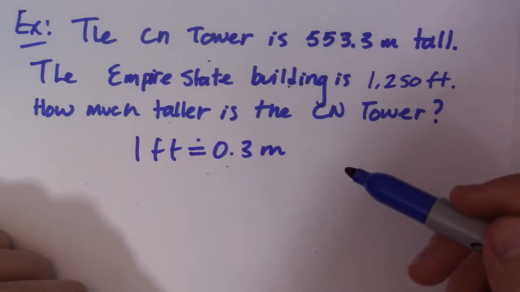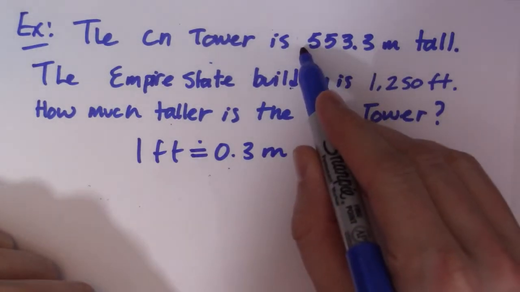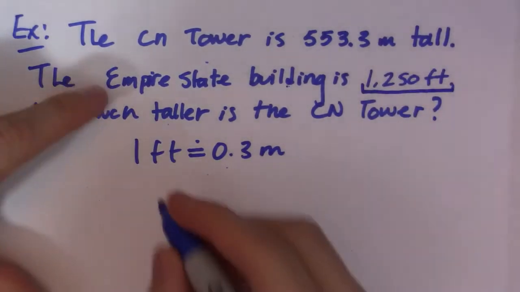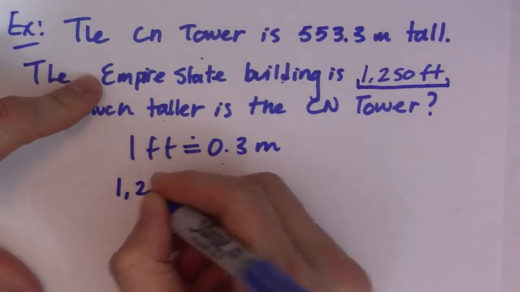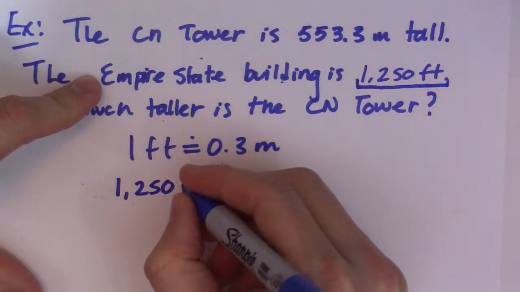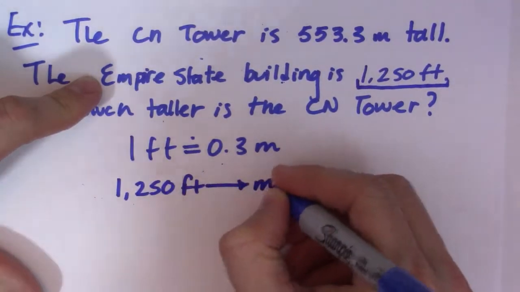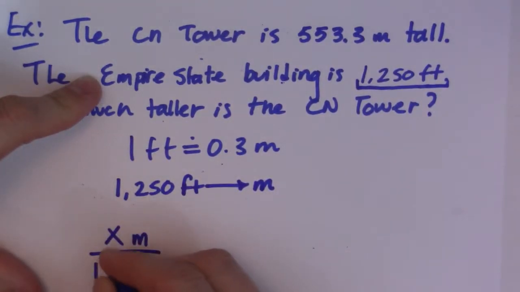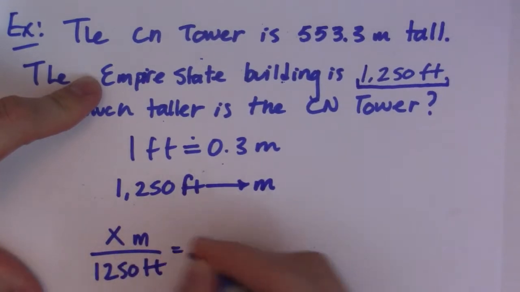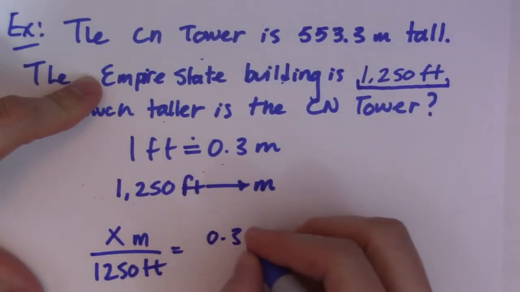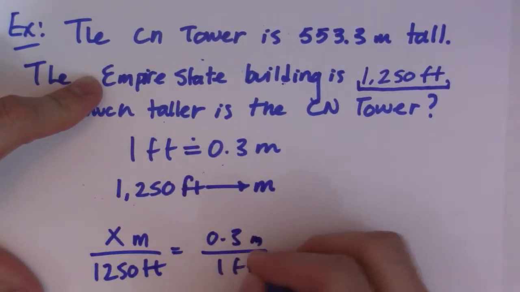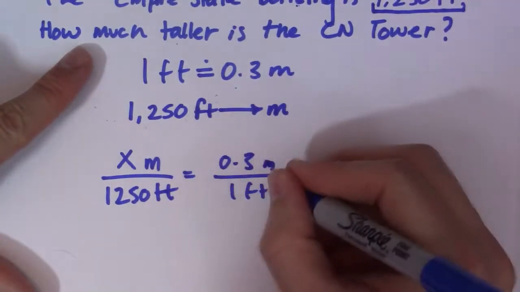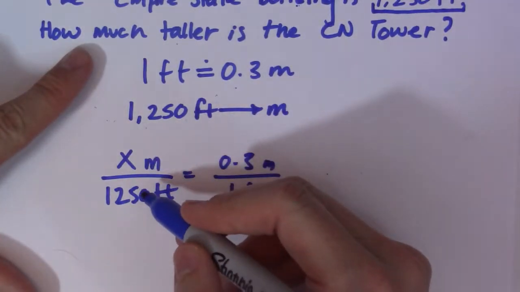So what I'm going to do is change the feet into meters. I'm going to take the 1,250 feet and change it to meters. So I have x meters over 1,250 feet, and that's going to be equal to 0.3 meters over 1 foot. So again, we match the units top, bottom, same units. We use our conversion factor for the right proportion, what we want over what we're given.